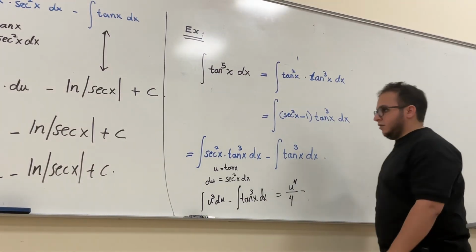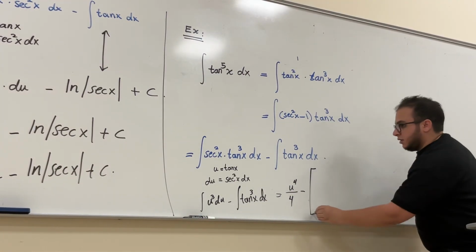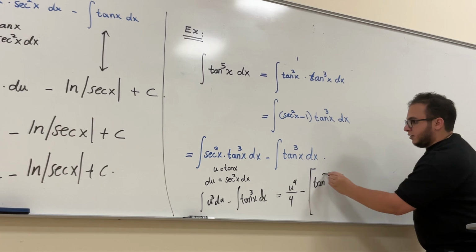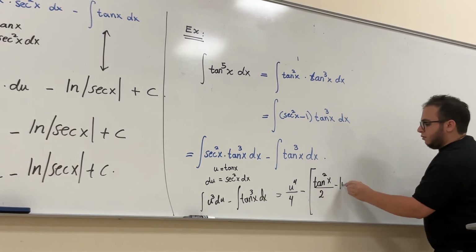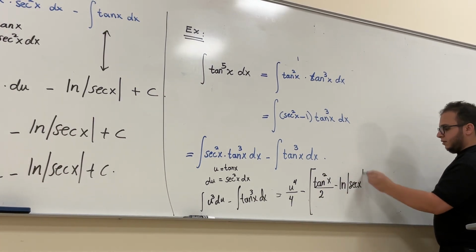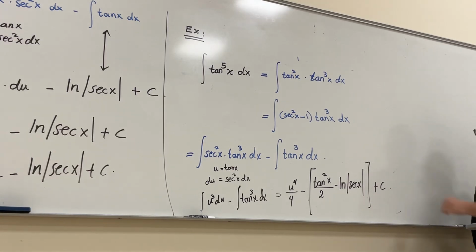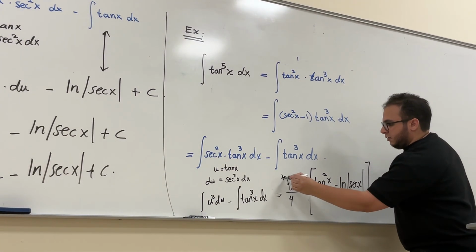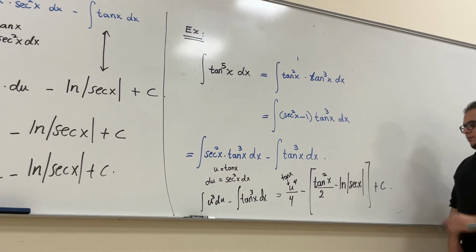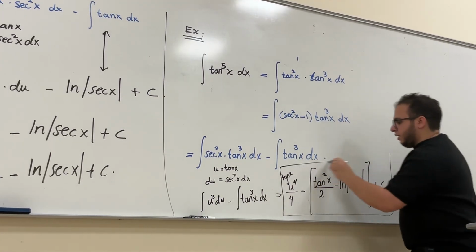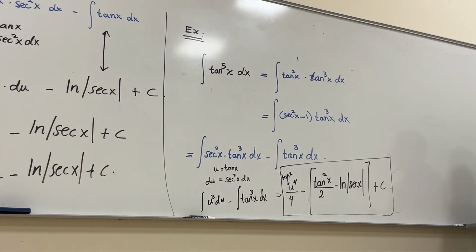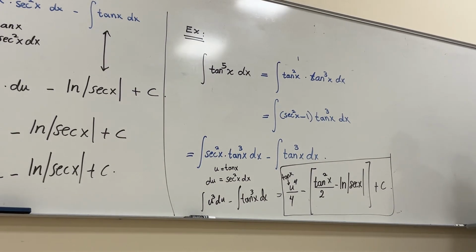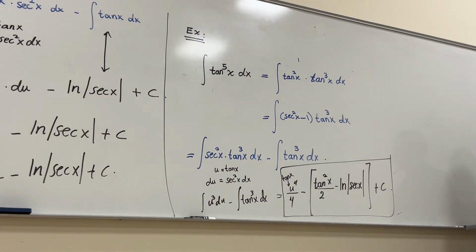So what is it? What did we end up with? Tan squared x over 2 minus ln secant x. And then the u, you replace it with tan. And that's the answer to tan power 5. I think you had this question in the homework as well. Okay? Any questions? Does it make sense?